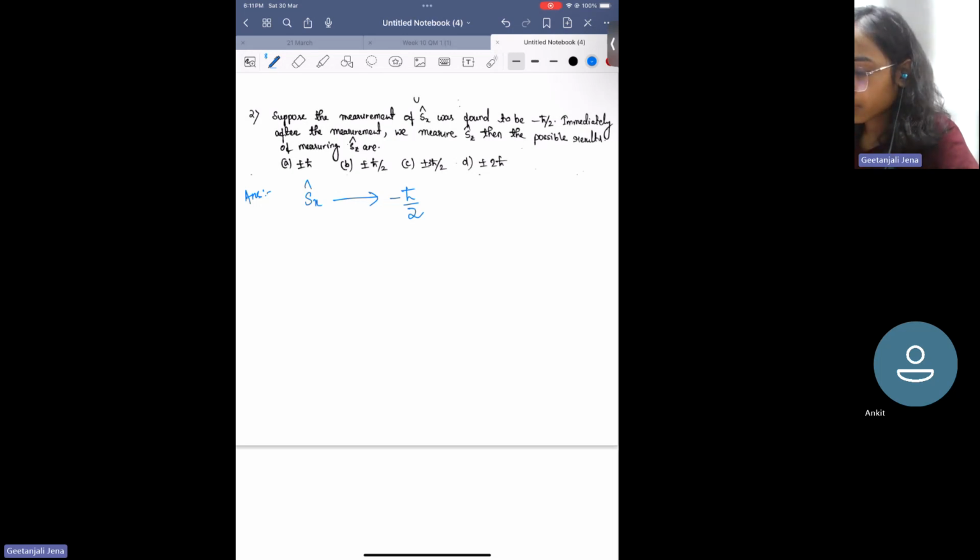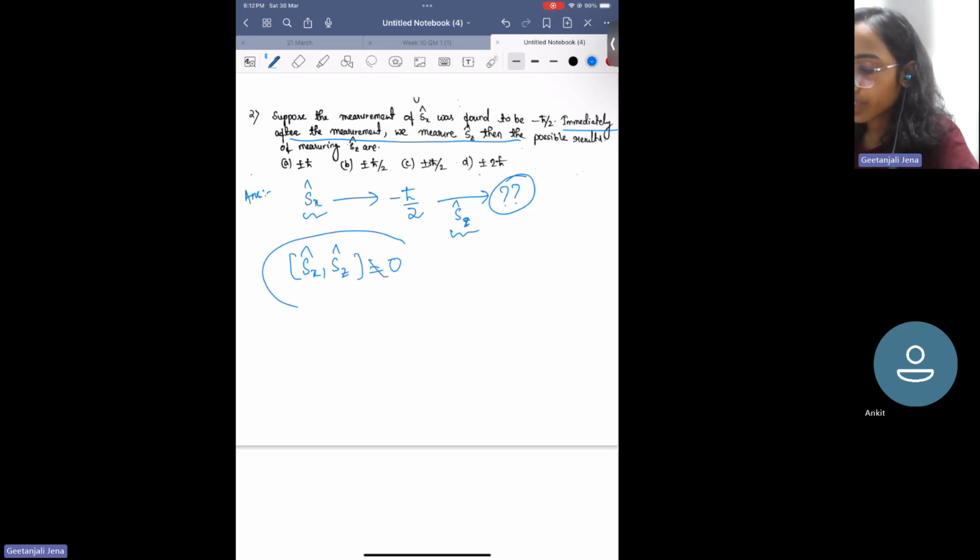Now immediately after the measurement, we measured the z component of the spin. So now it is asking what values we will get after measuring Sz. So it's a conceptual question. You know that Sx and Sz are incompatible operators. So the Sx Sz commutation relation is not equal to 0. That means they are incompatible observables.